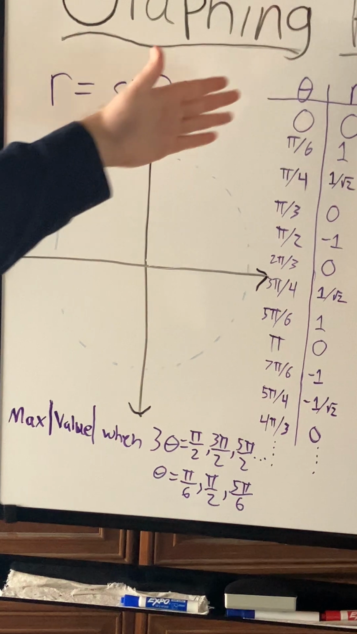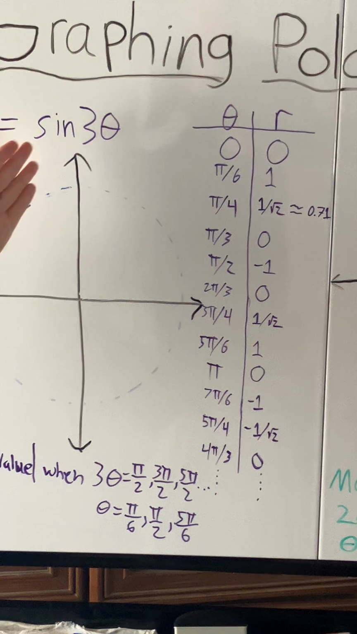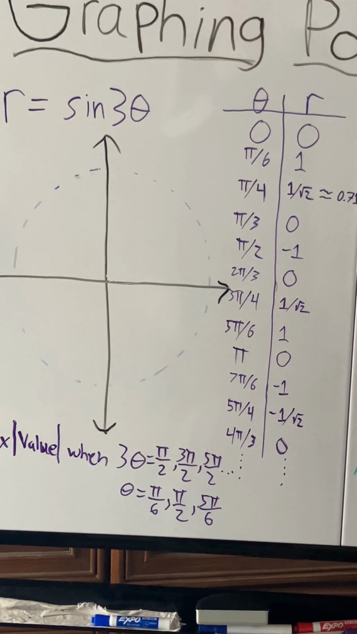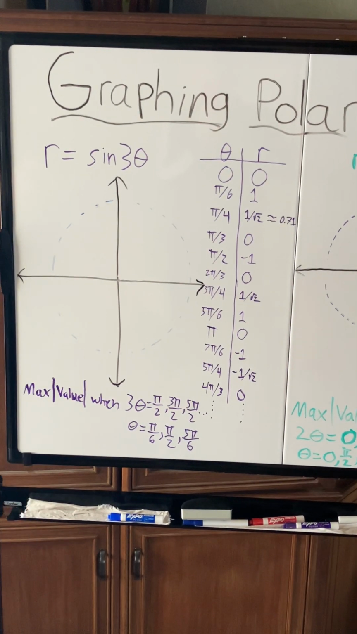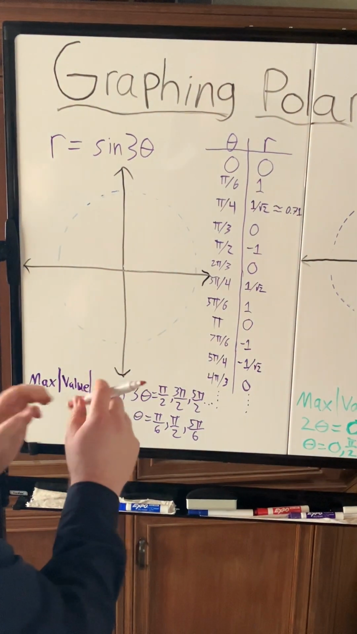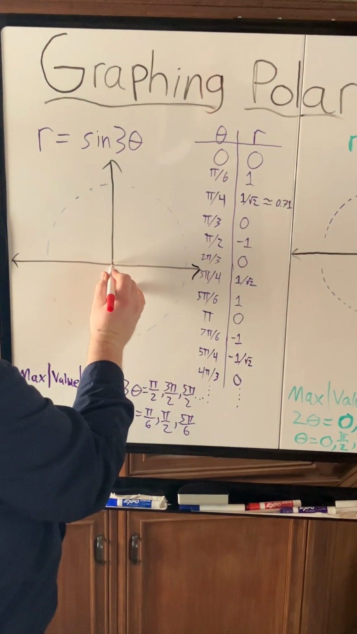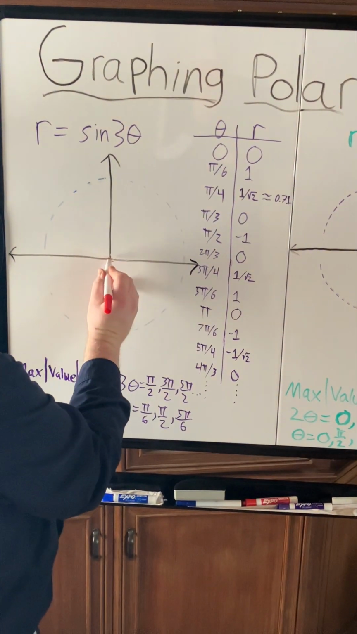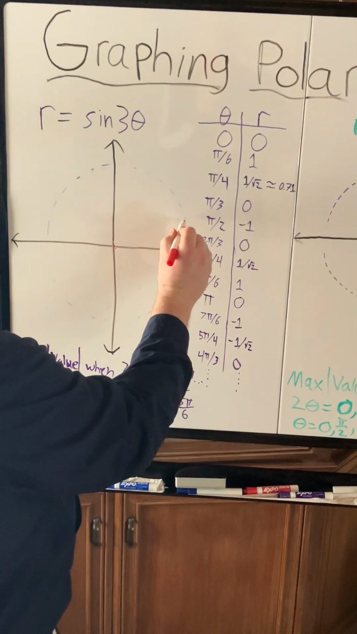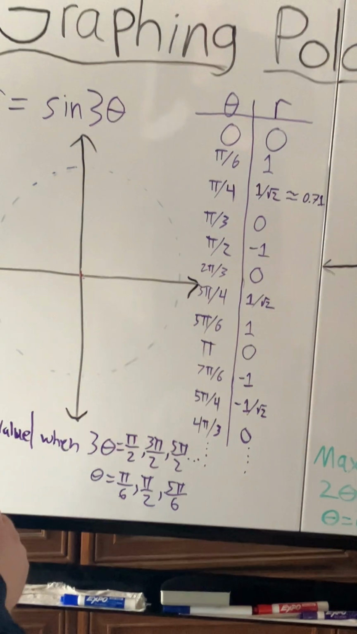So you can see, here's a table for this equation here, r equals sine 3 theta. You can verify these different values yourself. What I want to show you here is how we can take these values and actually sketch a graph with it. So this one, when theta is 0, we start with r being 0. That essentially tells us at this angle, we are right here at the pole. Now, when we move to an angle of pi over 6, we get an r value of 1.